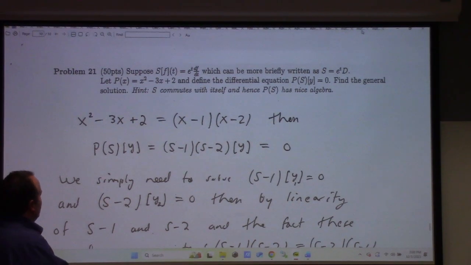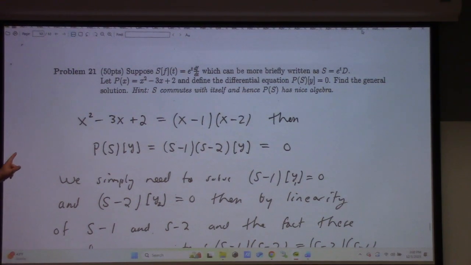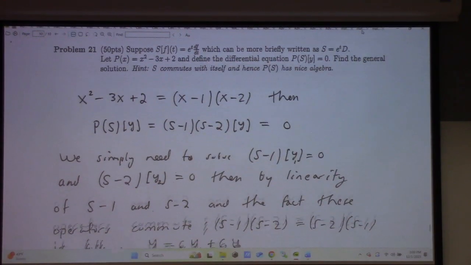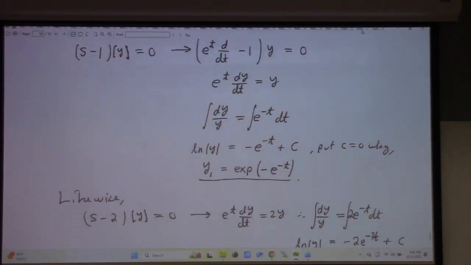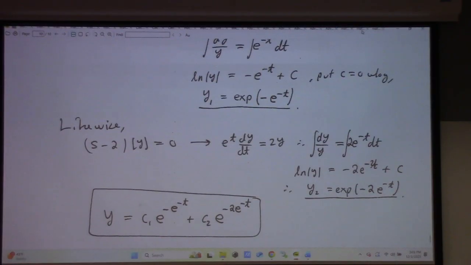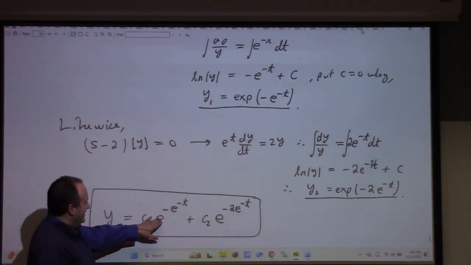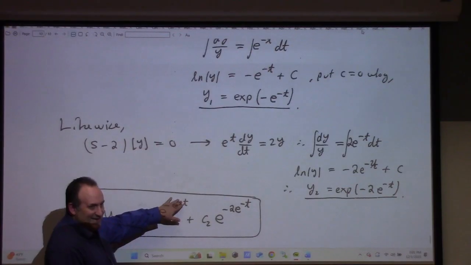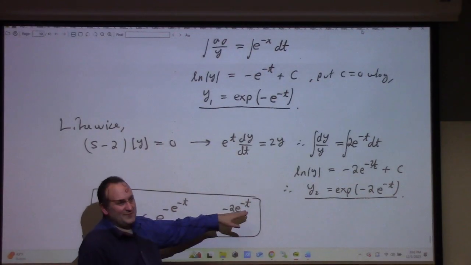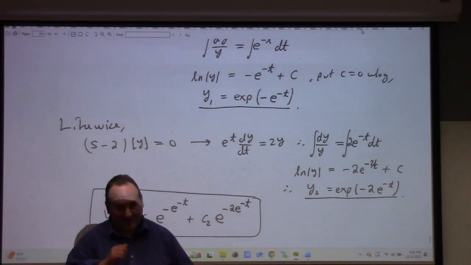Every so often somebody solves this thing. But this is actually a problem which led, I don't know if I showed you guys that paper I wrote with my brother or not, but this problem kind of led to that paper. But this is really, really weird. Look at the solution to this thing. C1 e to the minus e to the minus t. We never saw anything like that, right?